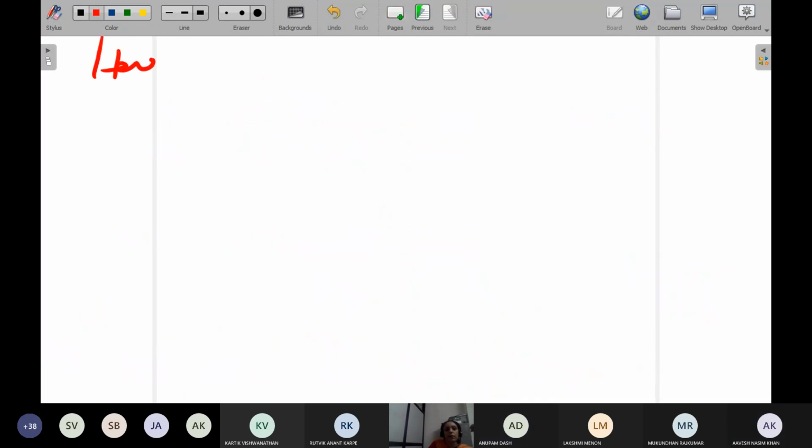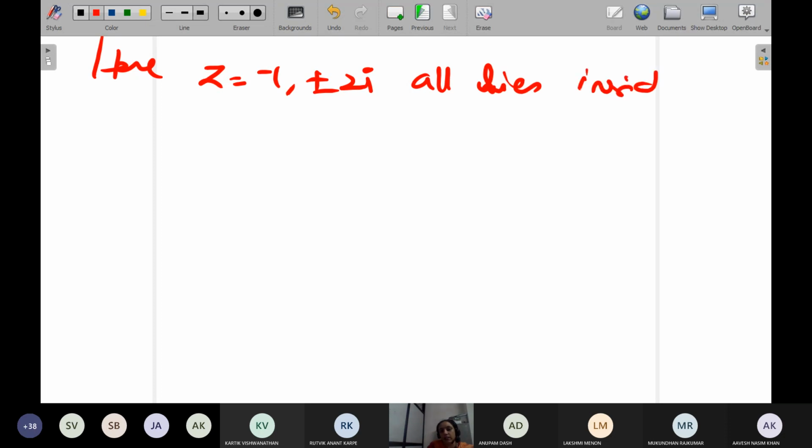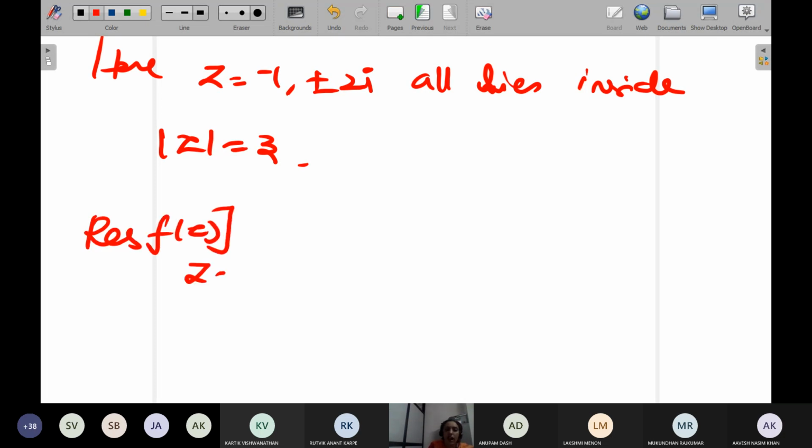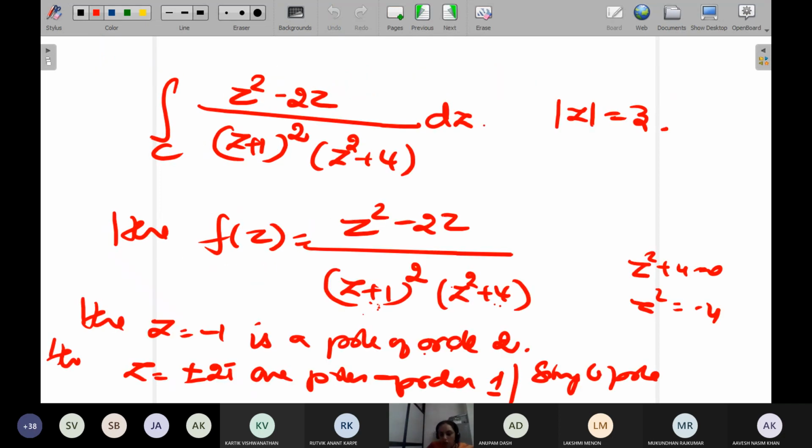Here, what are the poles we have got? Minus 1, and plus or minus 2i. All lie inside mod z equal to 3. So therefore, we will try to find the residue at each of the poles. So the residue of the function f of z at z equal to minus 1. So minus 1 is a pole of order 2.